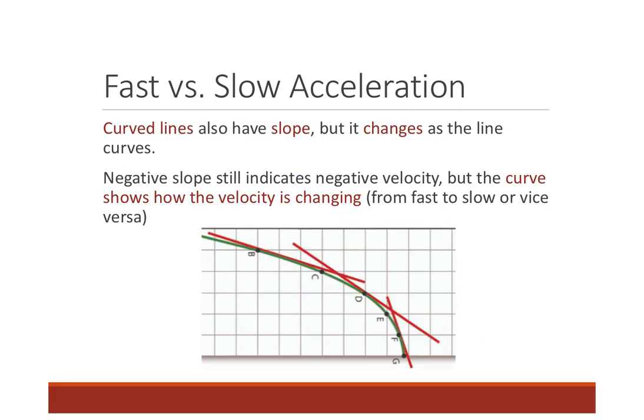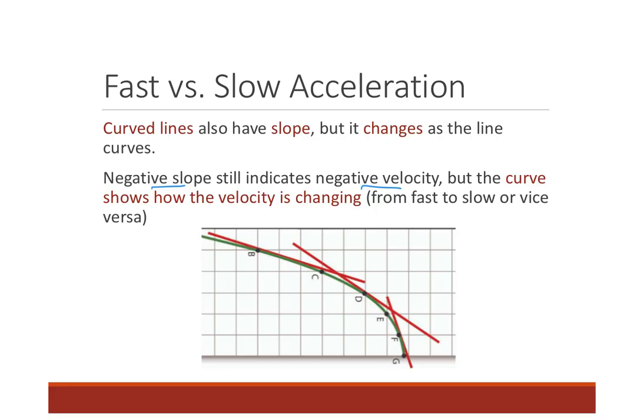So looking at curved lines, it's a little bit trickier to identify what's happening with the slope. There is slope, but it changes as the line curves, and you basically are looking at an instantaneous slope at any particular point on that curved line. Overall, negative slope is still going to indicate a negative velocity, generally returning to a starting position. And then the curve itself shows how the velocity is changing.